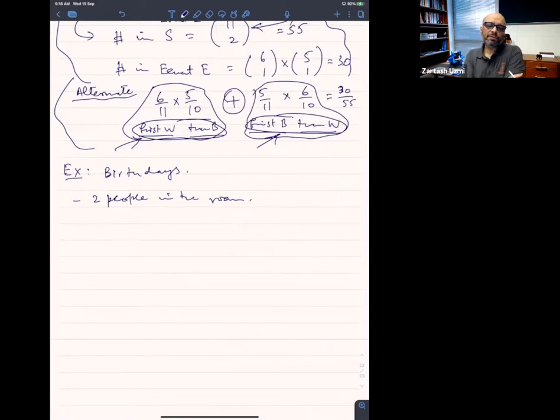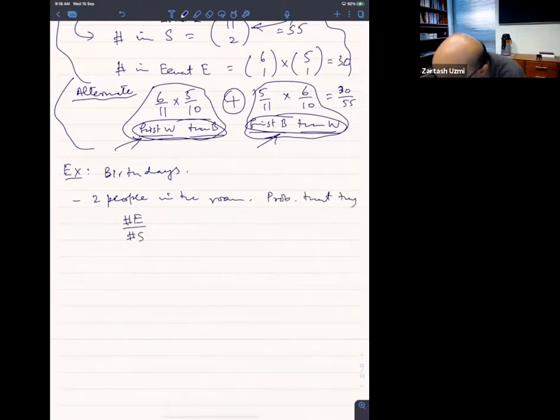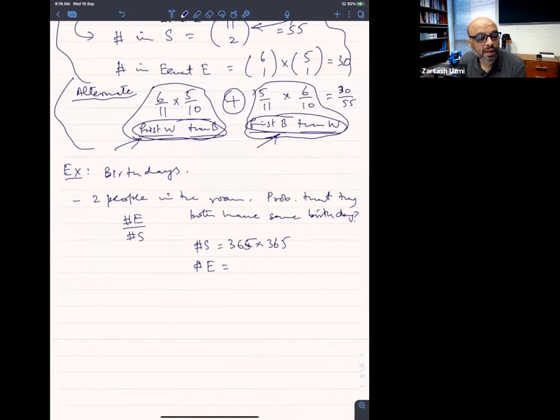So multiple ways of answering this question. सबसे पहले तो आप देखें कि number of points in E divided by number of points in S. So probability that they both have same birthday. So what is the number of points in S? Number of points in S is 365 by 365. Out of which, how many number of points in E? Number of points in E कितनी?